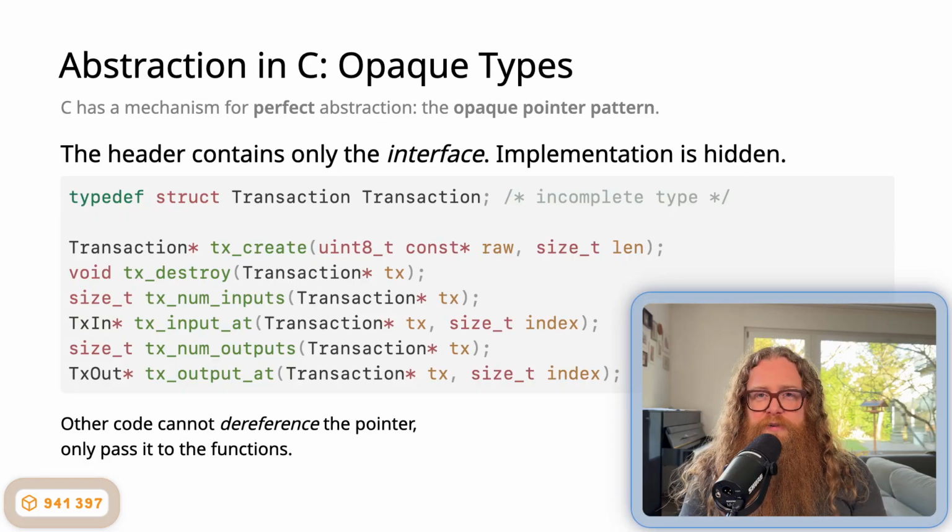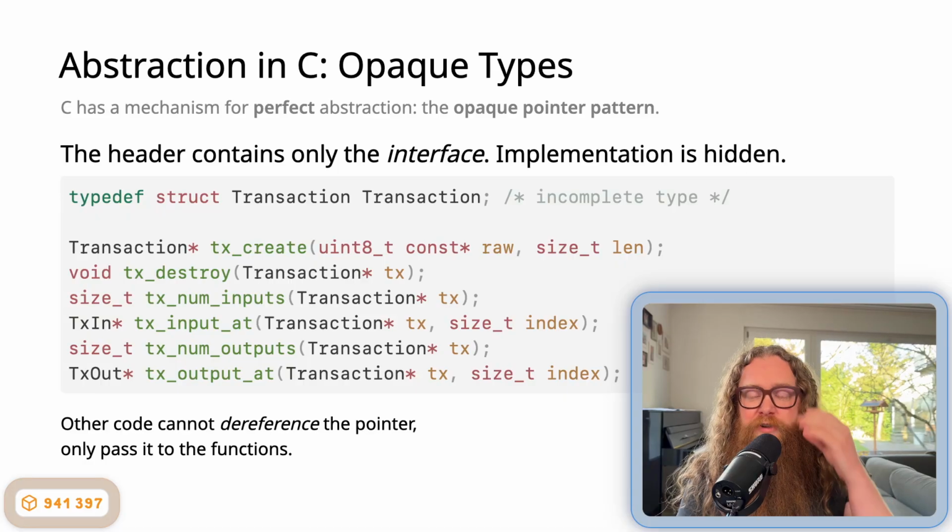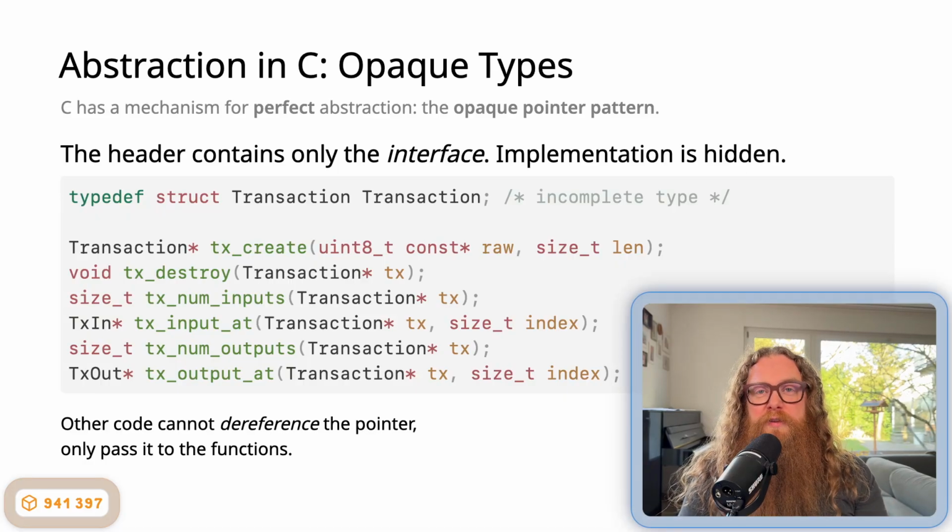So we see here this example of a transaction type. We have this forward declaration of the struct. This is an incomplete type. And then we have a tx create function, which can be seen as a constructor. We have tx destroy, which can be seen as a destructor. And then we have those other functions, tx num inputs, inputs add, tx num outputs, and tx num outputs add. Those can be considered member functions.